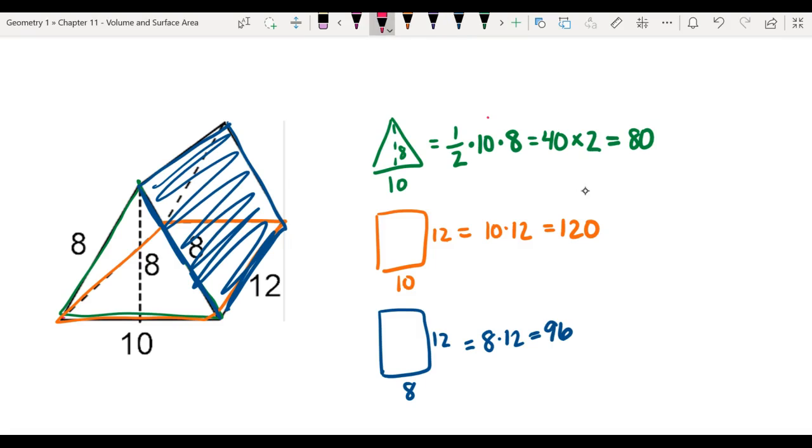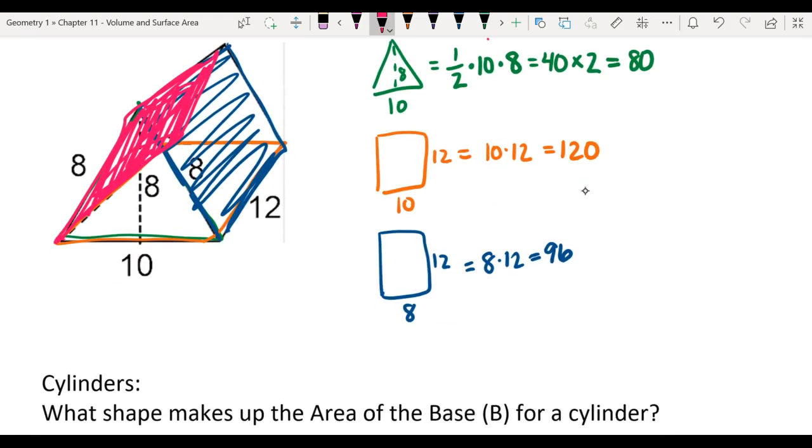Now we have one last rectangle. I'm going to highlight it in pink here. Okay, on this side. What are the dimensions of this rectangle that I highlighted in pink? The height of it is 8. The base is 12. So actually it has the same dimensions as this one we just did in blue, right? So 8 times 12 was 96.